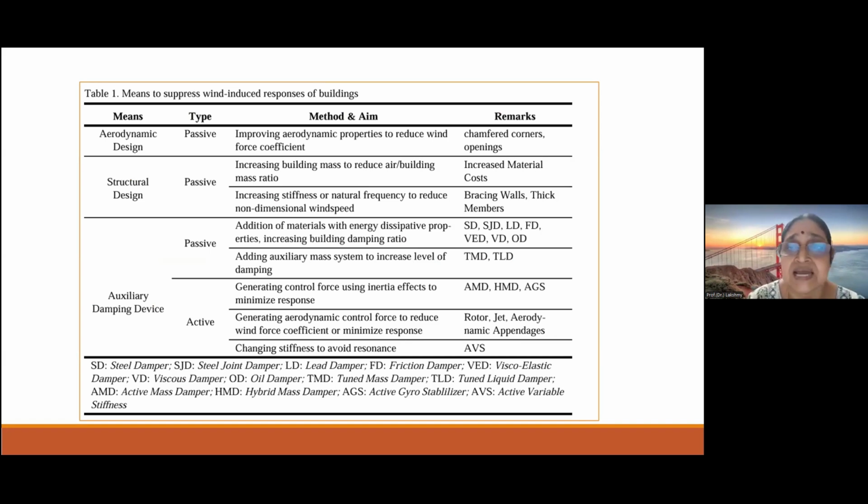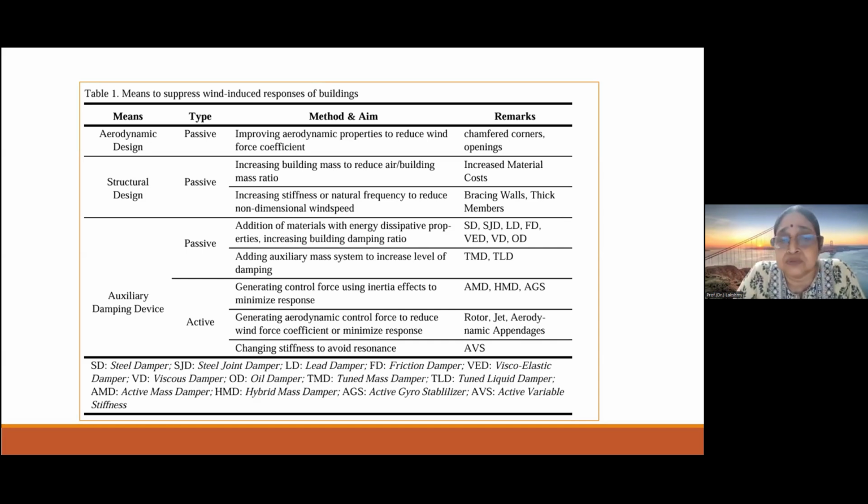Then structural design, though it is a passive modification, like increasing the building mass to reduce the building mass ratio, or increasing the stiffness or natural frequency. But they are not that good, because of the increased material cost, or it will increase bracing, walls, thick members, etc. Another is addition of materials with energy dissipative properties, that is to enhance the damping ratio of the building.